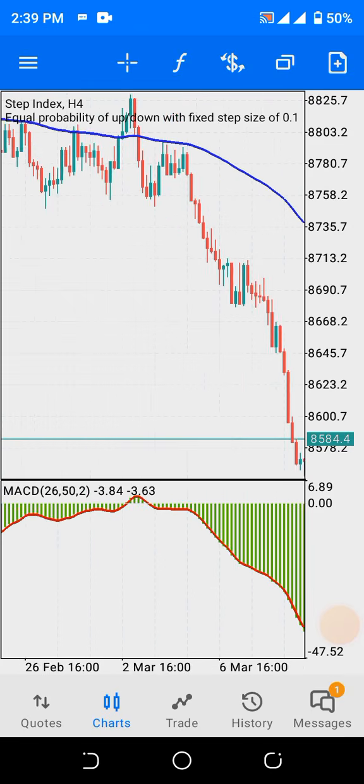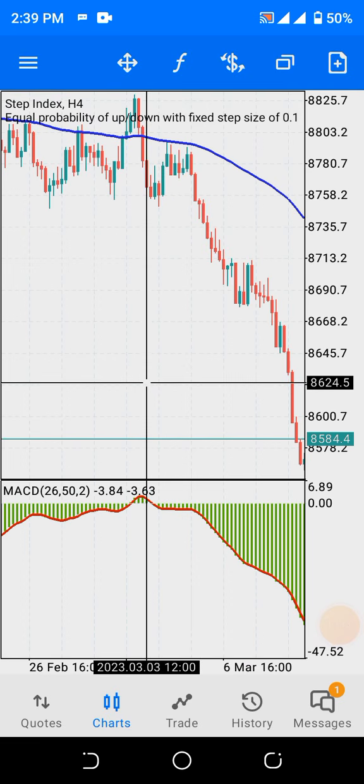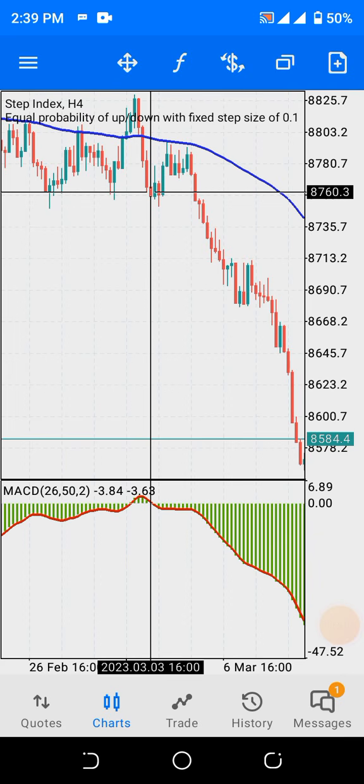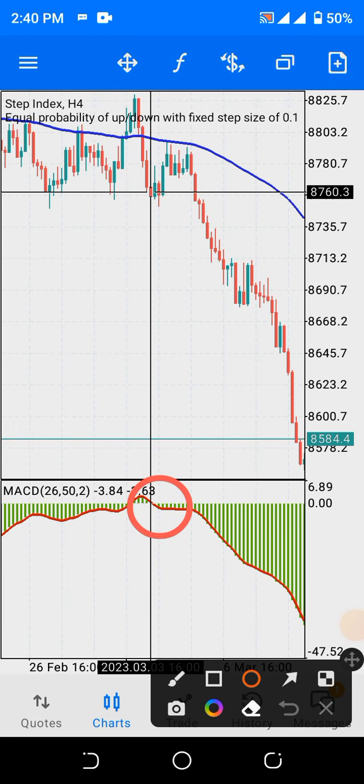Now look at this point. Look at this crossing here. The MACD crosses from up downwards. As you can see, this is the crossing here, the crossing on your MACD. This is the point where MACD crosses from up downward, and this is the candlestick where the crossing occurs. So you don't enter immediately.